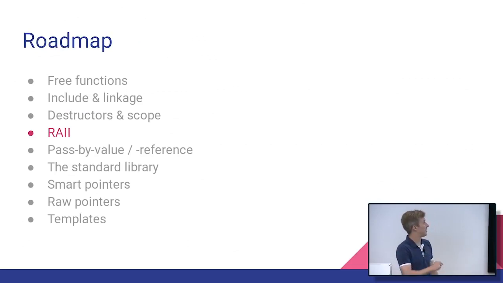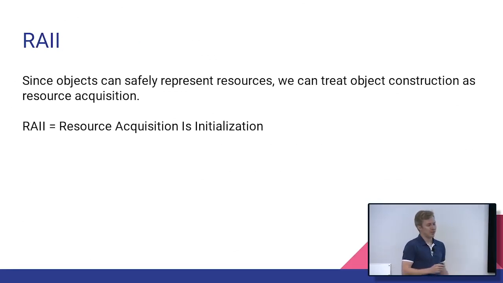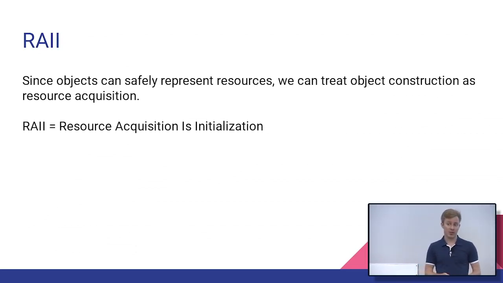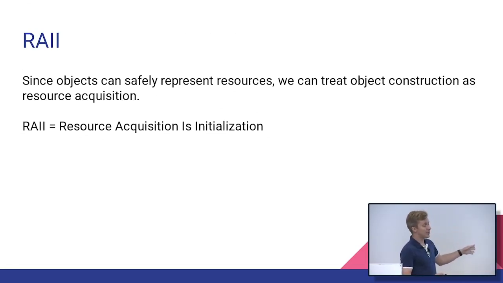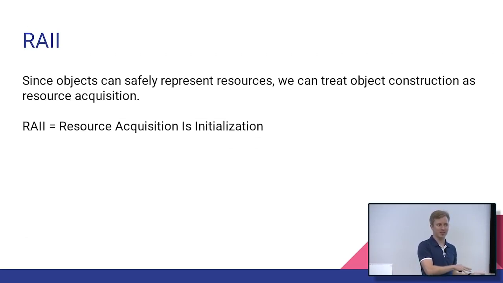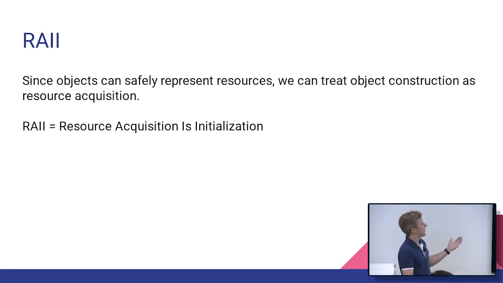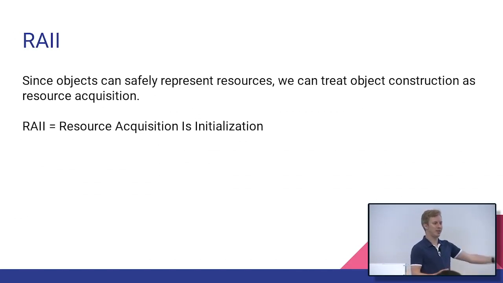For this next topic, RAII. I just showed you that deterministic destruction lets us represent a resource. If we construct an object while taking that resource, now the entire object is an actual representation of that resource. So RAII means resource acquisition is initialization. The idea being that if we have constructed this object, it is initialized, it's ready to go.